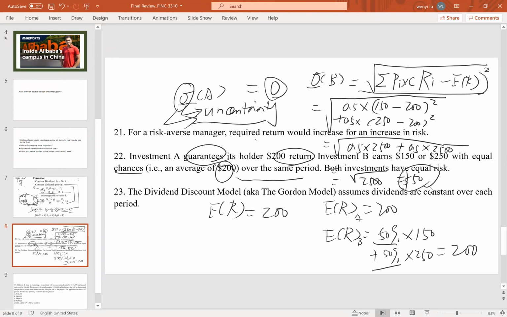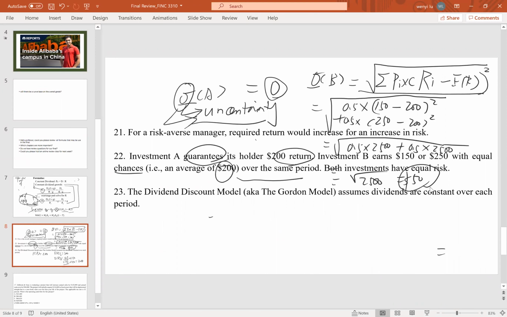Risk. Because in the final, there are questions in the multiple choice, right? You need to determine what is the return and what is the risk for the portfolios, according to our formulas.